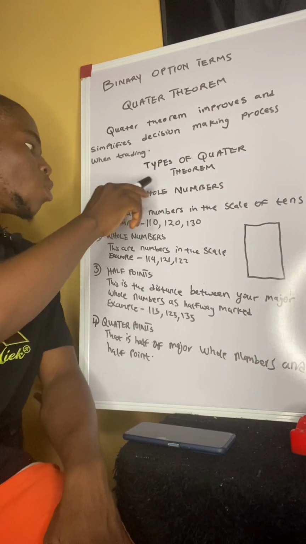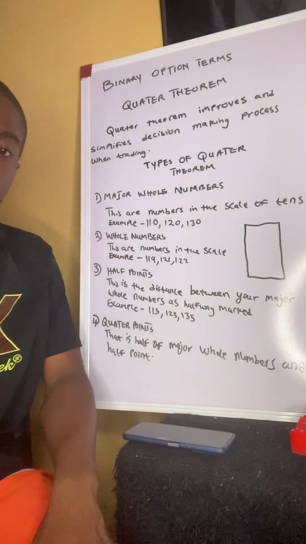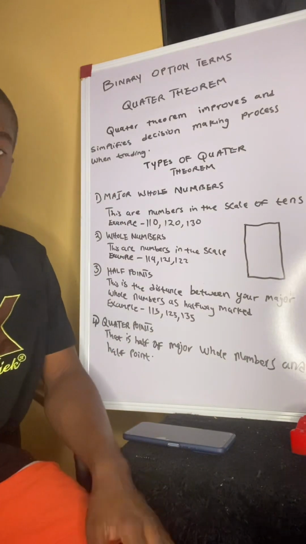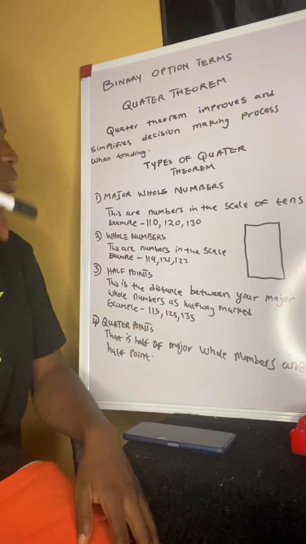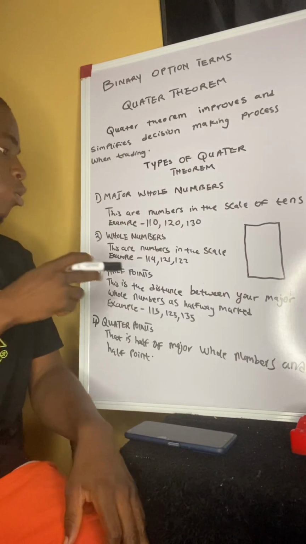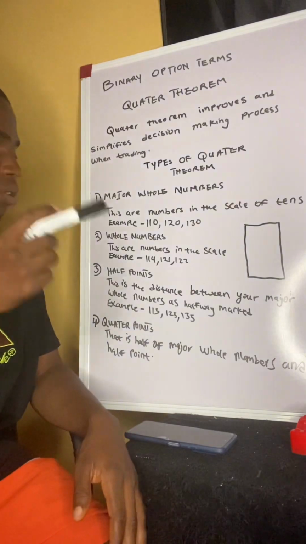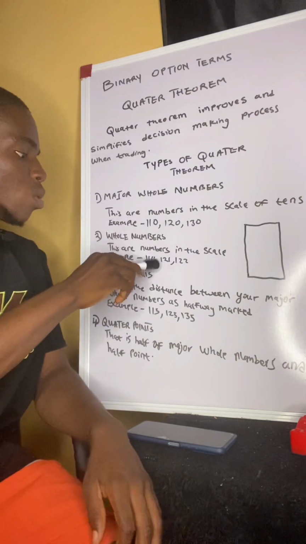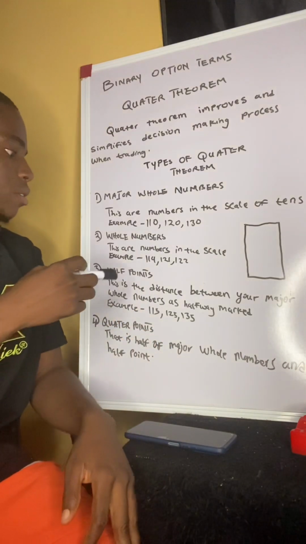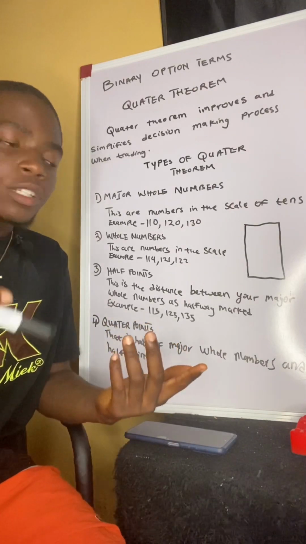I want to talk about the major whole numbers. These are numbers in the scale of 10, like 10, 20, 110, 120, 130, 140, 150, and so on, 210. That is what we call the major whole numbers. The whole numbers are any random numbers, like 119, 121. Like 1, 2, 3, 4, 5, 6, 7, 19, 21, they are random numbers.